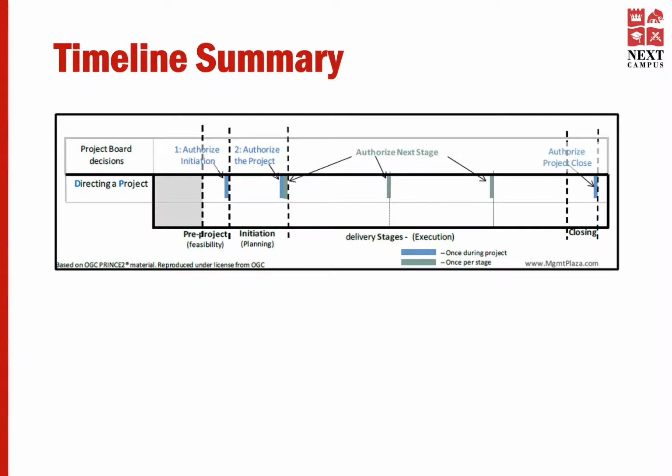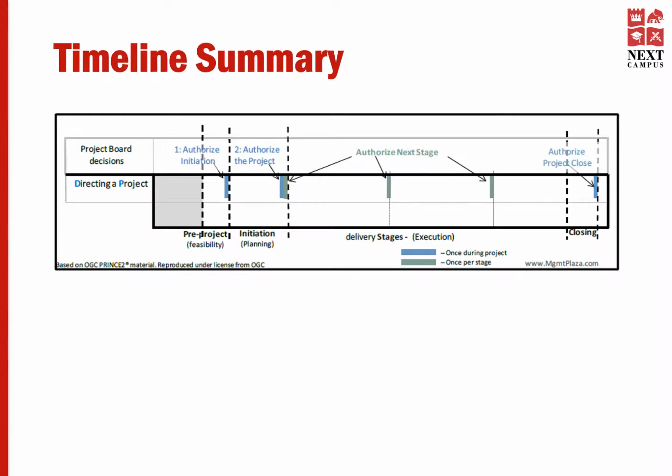Now let's have a look at the timeline summary. The objectives of this project timeline were to give you an idea of a sample project, give you an idea of how the processes may relate to each other in a project. Also, to show when the project board gets involved in a project. Show which processes are done once and which are done more than once.